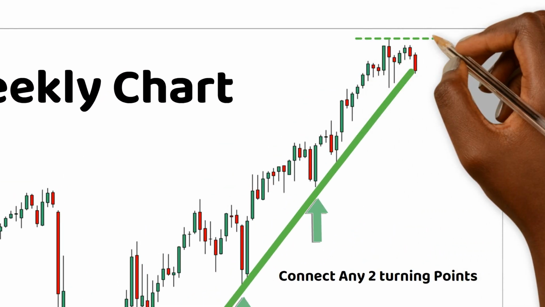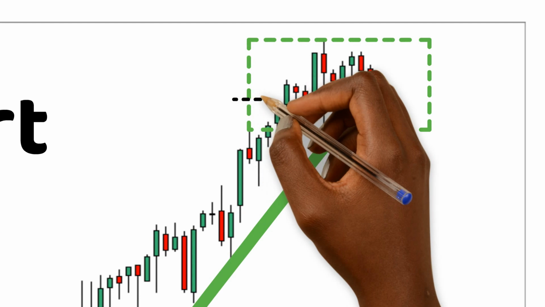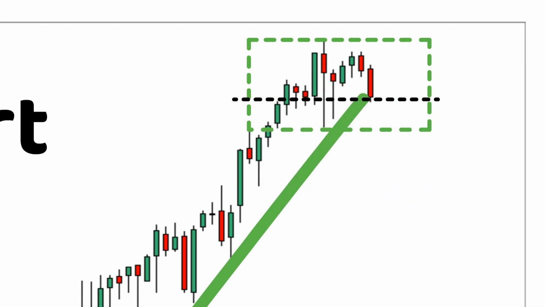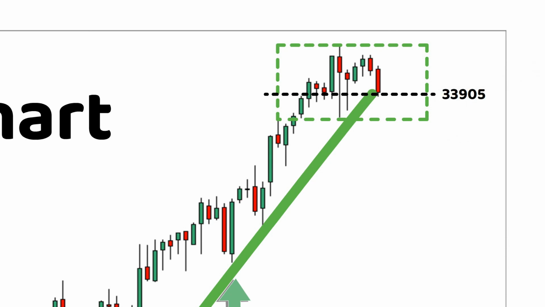If I zoom in nicely around this point, you can see that price is back at that particular trend line. It's back at that particular trend line. If I can mark this line, we're most likely to see it rejecting around that, because there was quite a number of rejections around 33905. So we could see price going back to the upside.